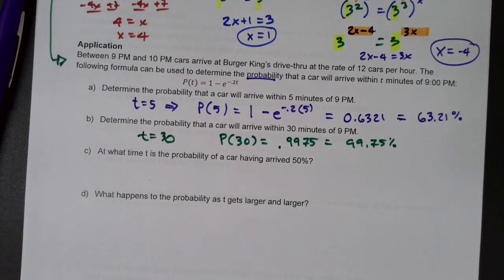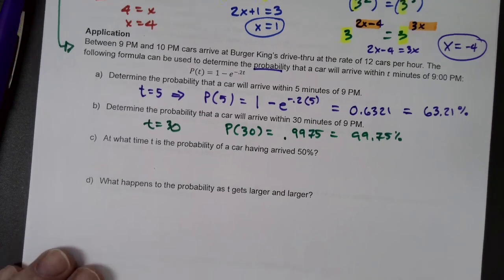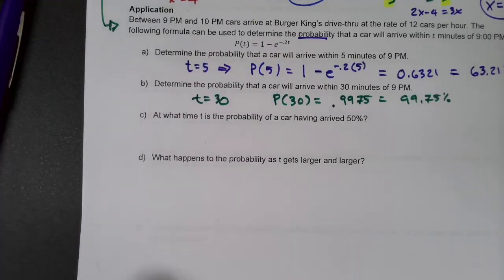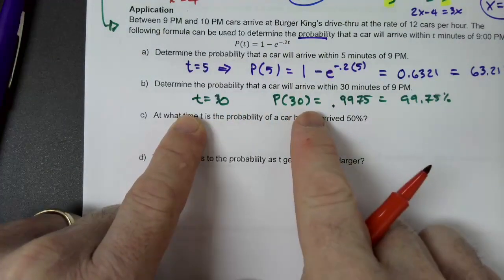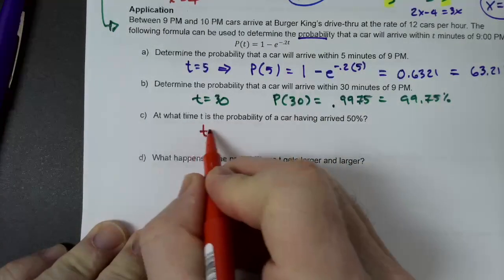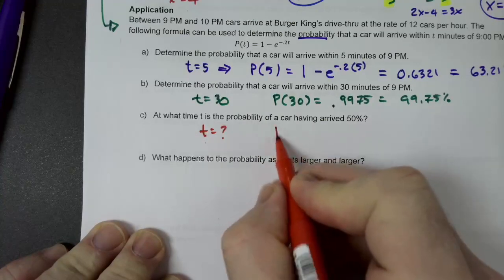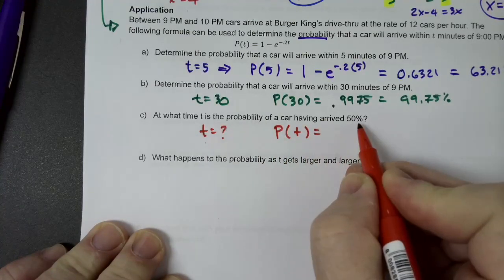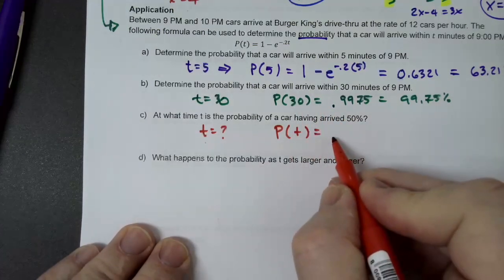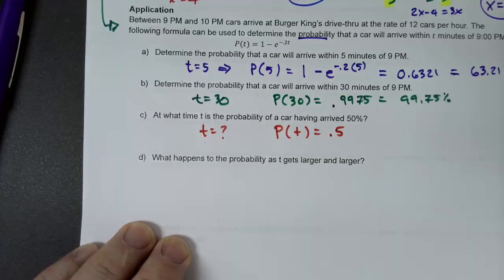All right, the next one says, at what time t is the probability of the car arriving going to be 50%? So this one is different. Remember, all of our function problems, we've tried to give you examples where it says, here's t, find p. This one, it's here's p, find t. What is t? P of t equals not 50%, because this calculation is going to give us decimal form, or 0.5.